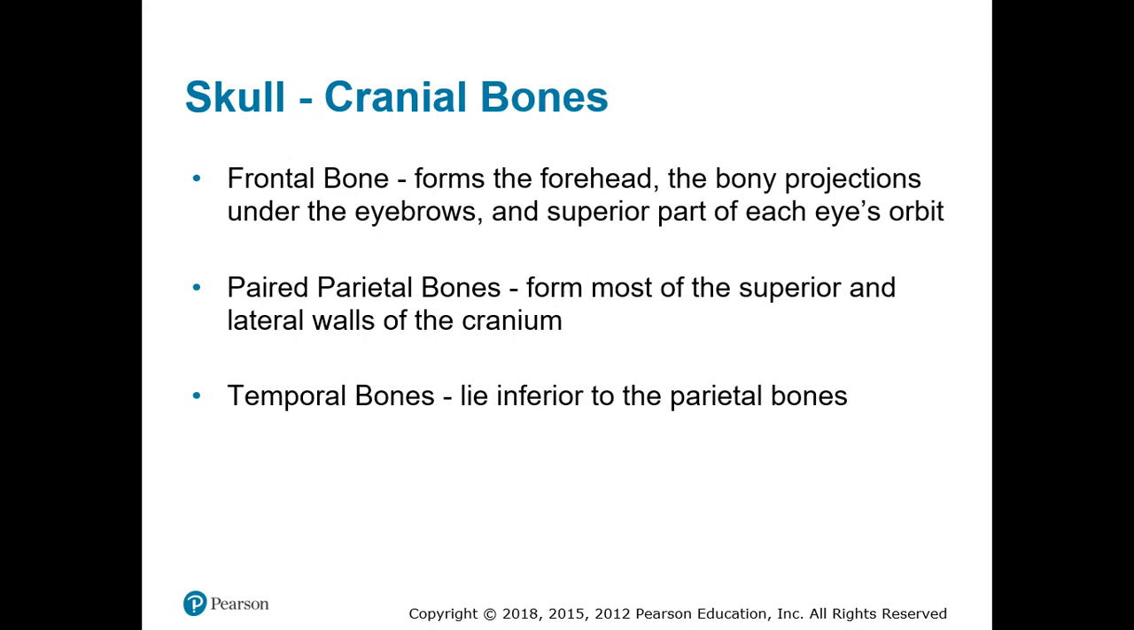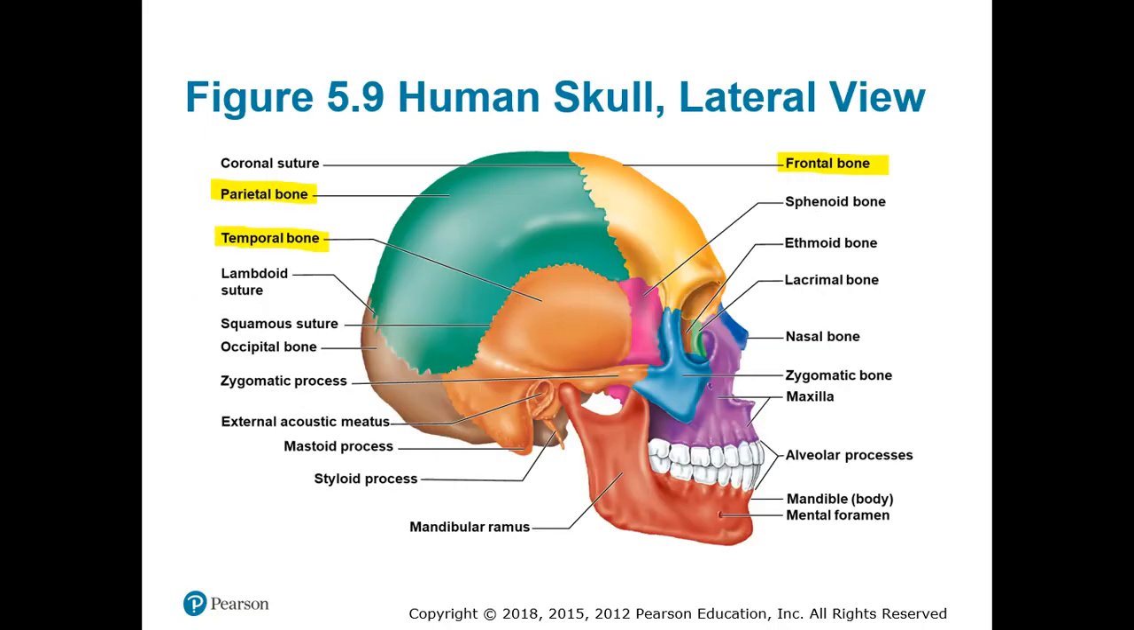So for the first 3, your frontal bone forms the forehead. Think about the front of the skull. Frontal bone, forehead. Not only does it form the forehead, but also any of those bony projections under the eyebrows where muscles attach in order for you to raise your eyebrows or furrow them. It also forms the superior part of each of your eye's orbit. When we look at the frontal bone in this picture, here is our frontal bone. We see the whole forehead, but also the upper part of your eye and where your eyebrows are going to go.